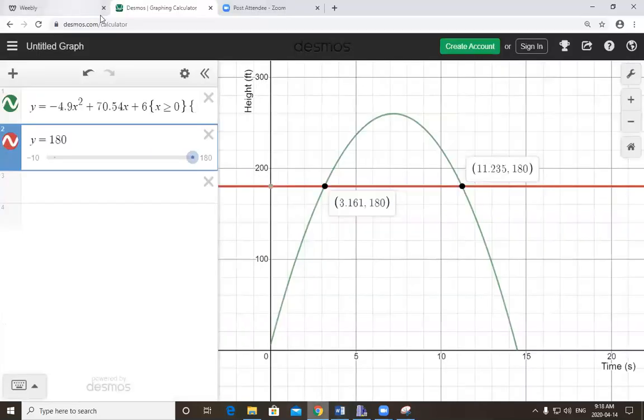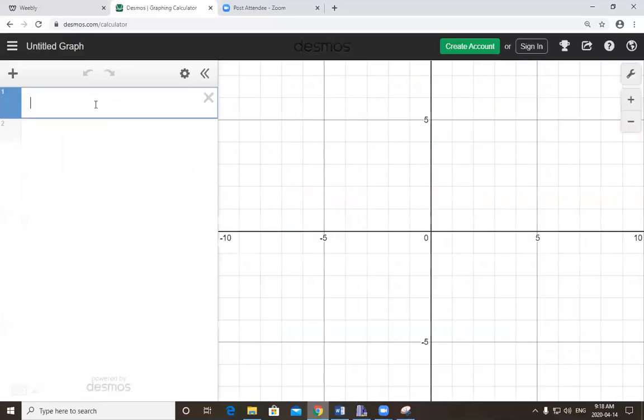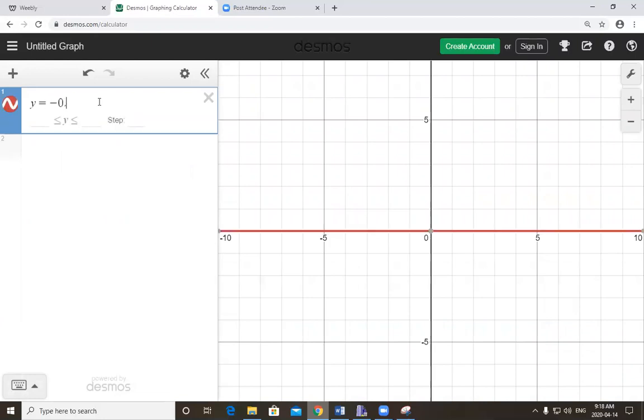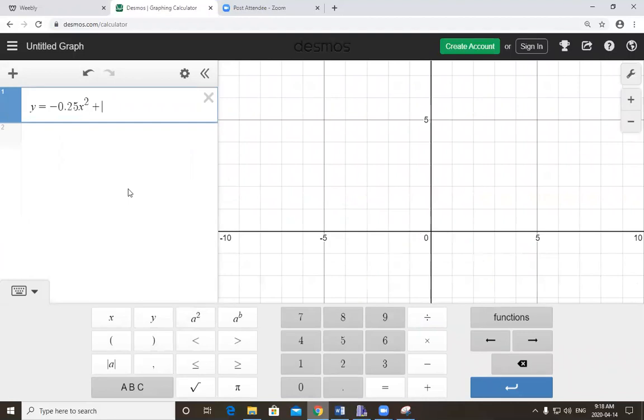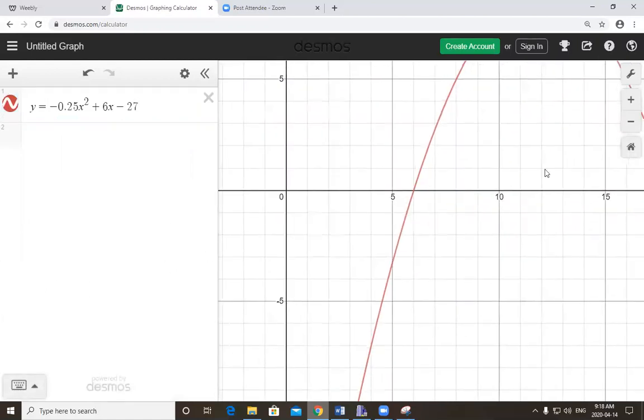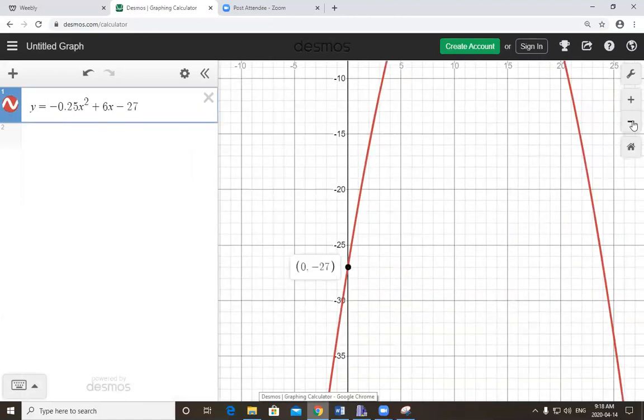Okay, so we go back to Desmos. I'm going to keep this, so I'm going to copy. I don't feel like typing that again, so I'm going to copy that, and then I'm going to reset the graph. So we have to type in our equation. So y equals negative 0.25 x squared plus 6x minus 27. So talk about the minus 27. Interesting that the y-intercept is way down here, minus 27.